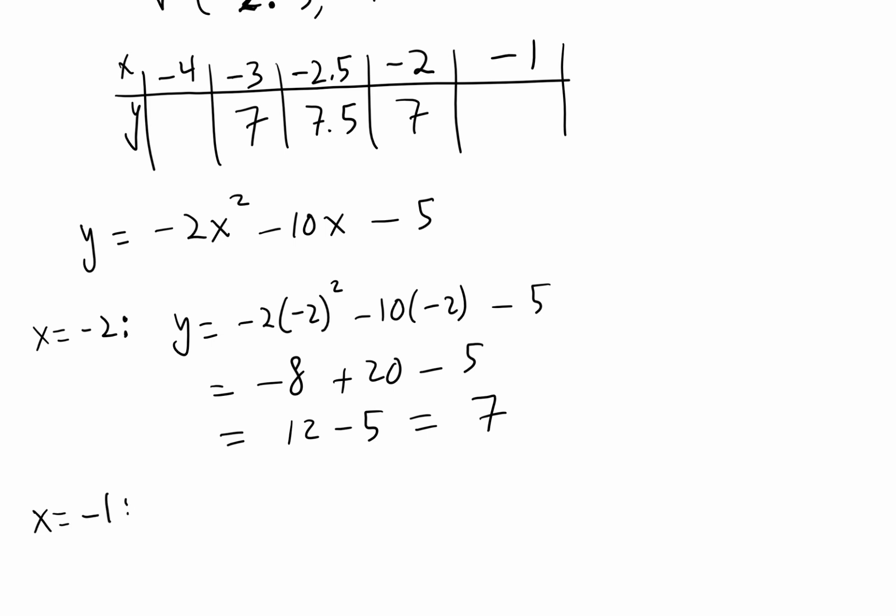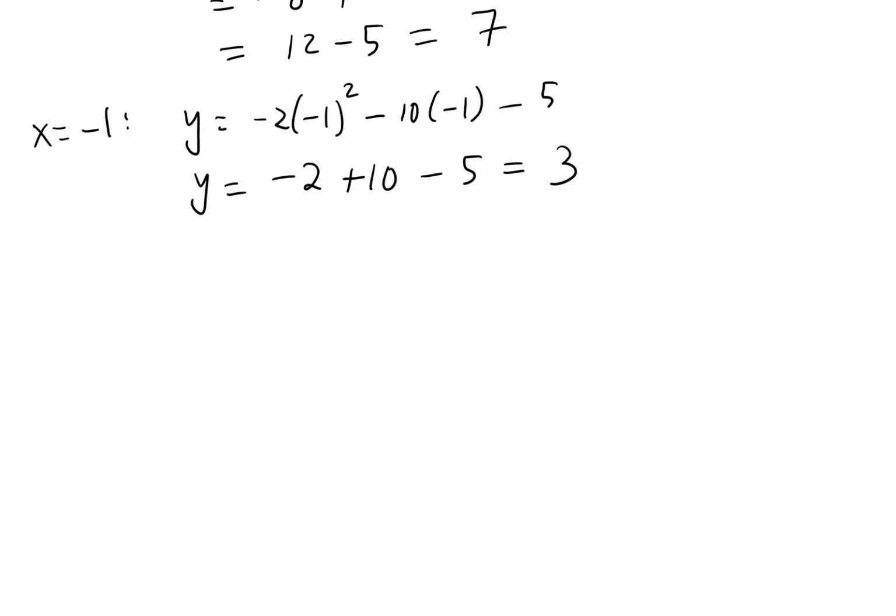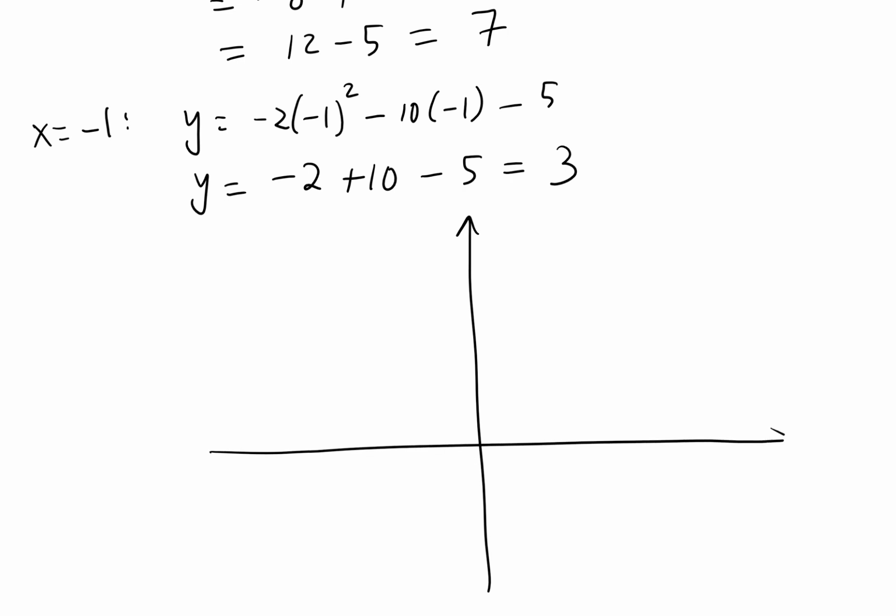If this is 7, this is 7. x equals negative 1: negative 2 times negative 1 squared. That's negative 2, plus 10, minus 5, which is 3. If that's a 3, this is 3. If you follow the procedure, like how you pick the points, it makes it easier for you. So we found the points, more than enough points to graph it.